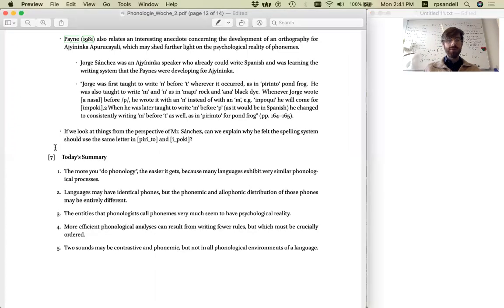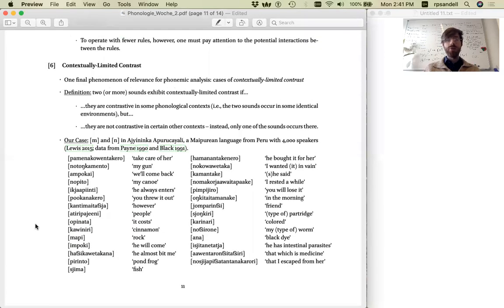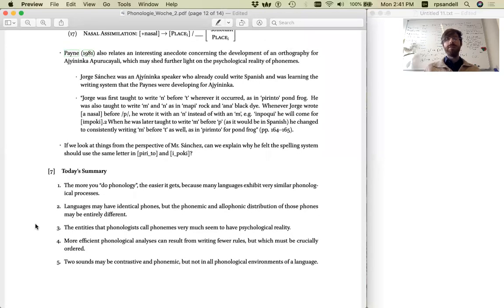And our last point was simply that we can find cases where two sounds in a language may indeed be contrastive and phonemic. This is the case for nasals in the Ayinenca Apurucayali language, but they don't have to be contrasted in all phonological environments of a language. At some point in this course, we will come to discussing the phenomenon of devoicing of voiced stops in German, so-called Auslautverhärtung, and there we'll see that this same notion of contextually limited contrast is at play.